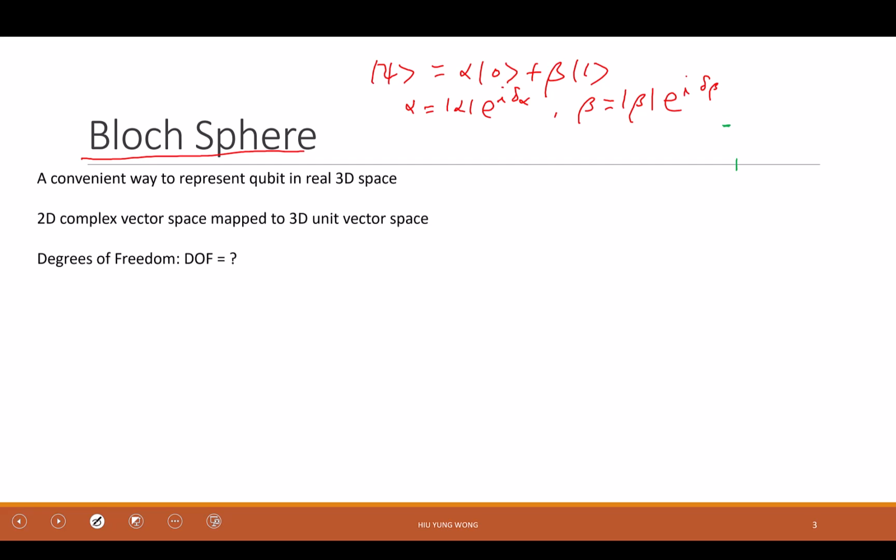So with this, can you tell me how many degrees of freedom do we have? Degrees of freedom means how many parameters you need to fix in order to fix a vector. Like on the 2D plane, what is the degrees of freedom? 2. Yeah? Because you need to fix the x and y, then you fix a point, right? So here, how many degrees of freedom do we have in order to fix a general 2D complex vector? 4. Let me spell this out. Degrees of freedom. Someone said 4. Why?